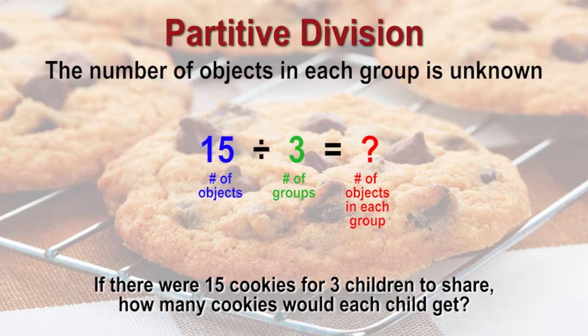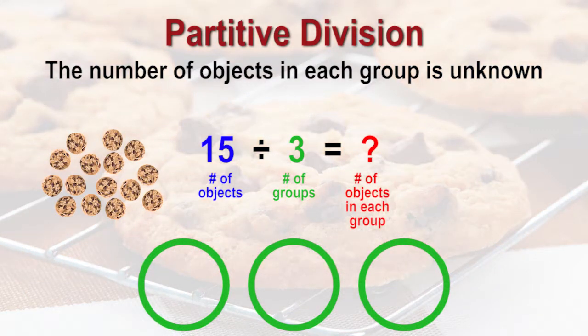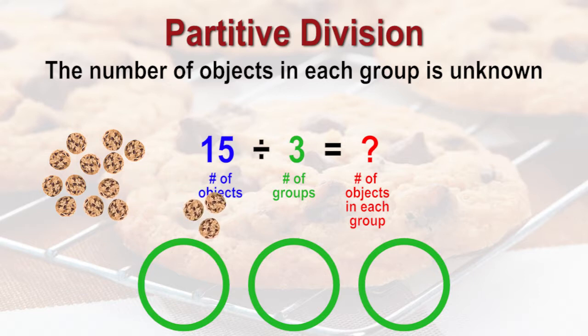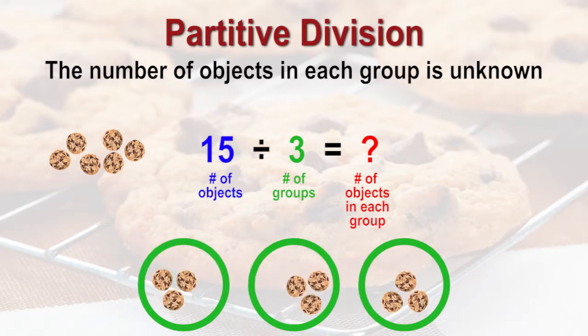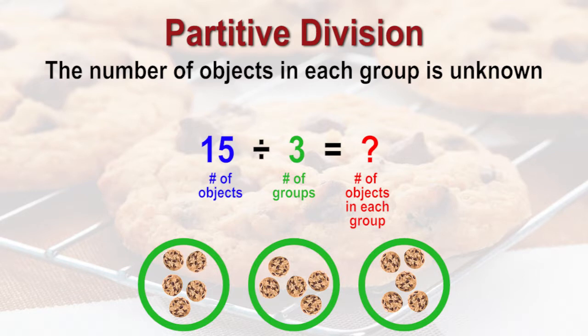Let's try sharing a few at a time using a set model. We could share 1 cookie 15 times, or maybe we could share a larger number at a time. Let's try placing 3 cookies in each group. There are 6 left over, so let's share 2 more. Since there are no remaining cookies, we find that each child will get 5 cookies.